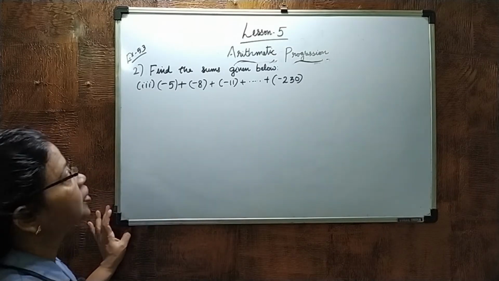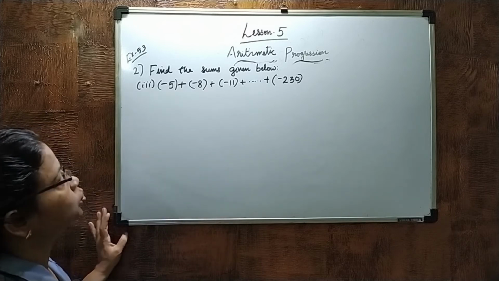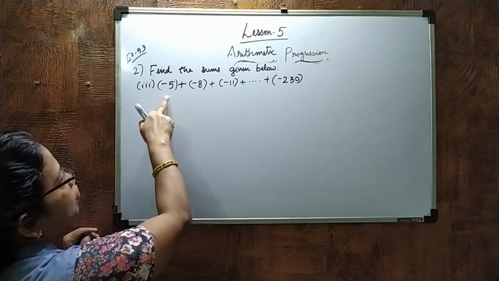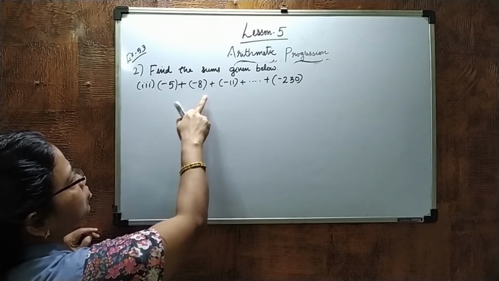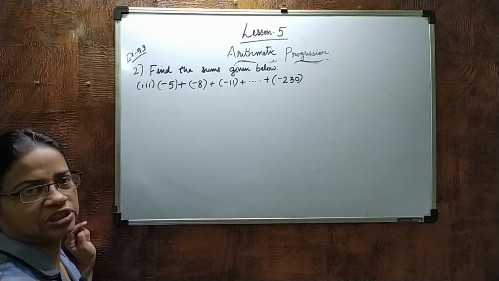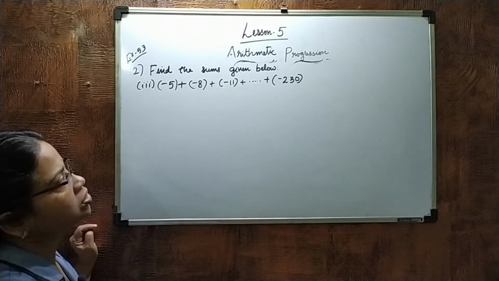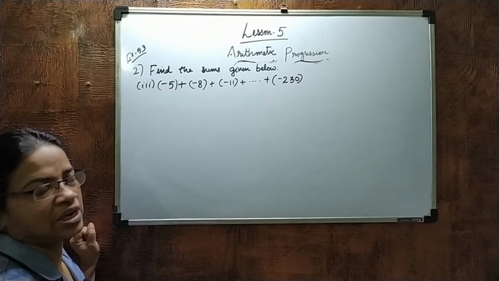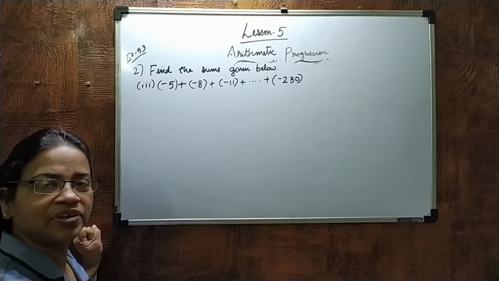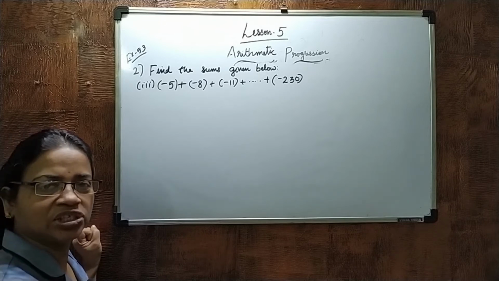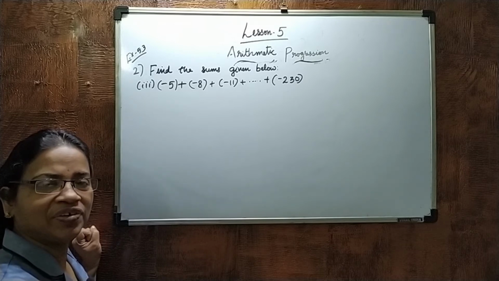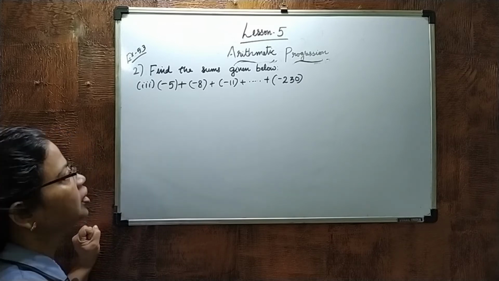Next one, second one. Find the sums given below. Third problem: negative 5 plus negative 8 plus negative 11 plus and so on, plus negative 230. So what you have to do? You have to find the sum, and the last term is given. So which formula can we use? Sn is equal to n by 2 into a plus l. Instead of l we can use an also.